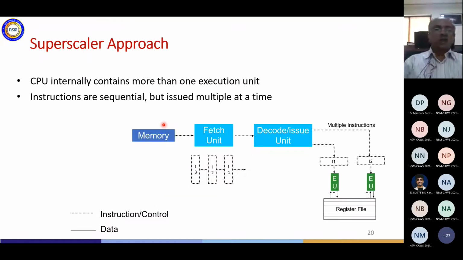Okay. Then superscalar. This is what I was trying to explain in the previous slide, that the fetch unit still fetches sequential instructions. So the instructions are sequential in nature. However, inside, the execution units are more. Like in this example, there are 2 execution units. Remember that the instruction compiled by the compiler is not aware of superscalar. Like for VLIW, we kept saying that it's an interaction between the compiler and the processor.